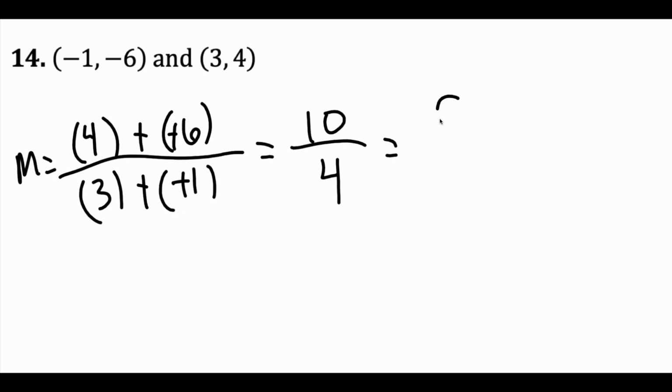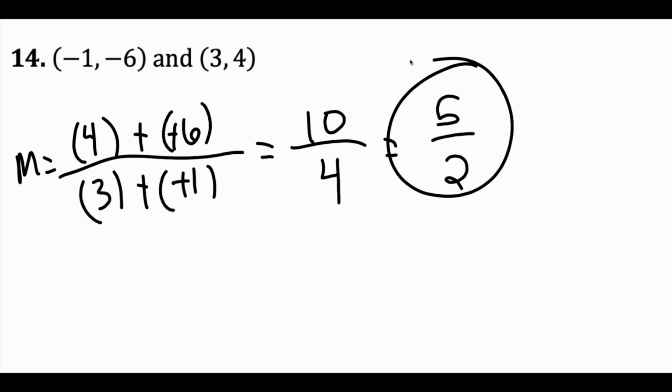Make sure you reduce, like always in math. We always want to make sure we reduce. 10 over 4 simplifies to 5 over 2. Leave it like that. Don't change it to 2.5. It's a slope, so we want that in the form of rise over run.